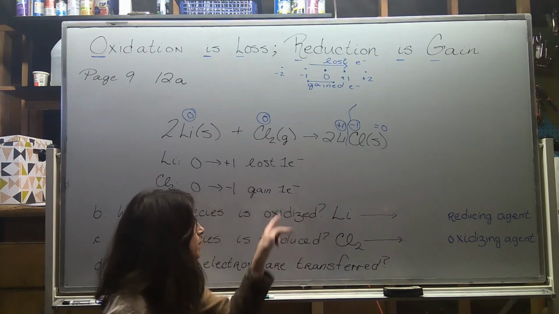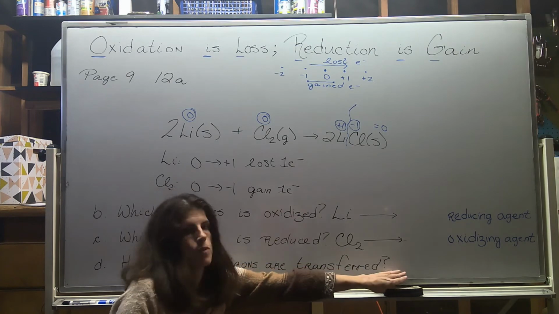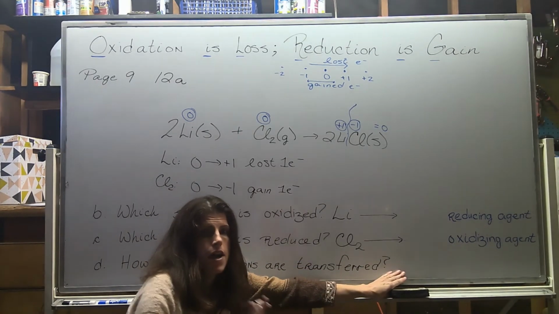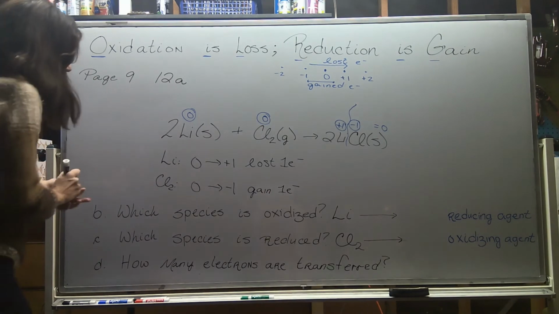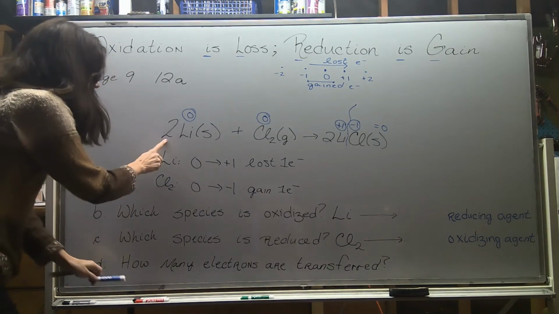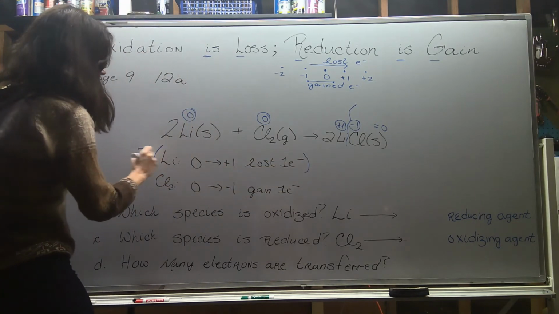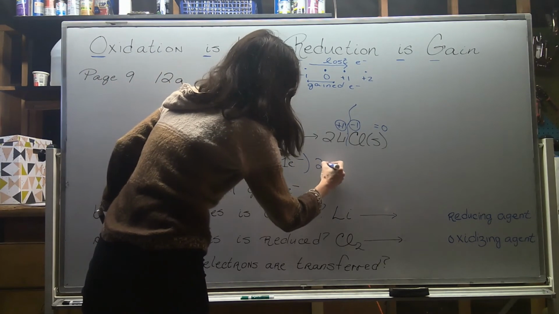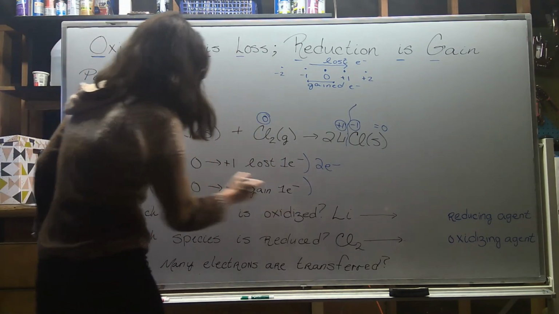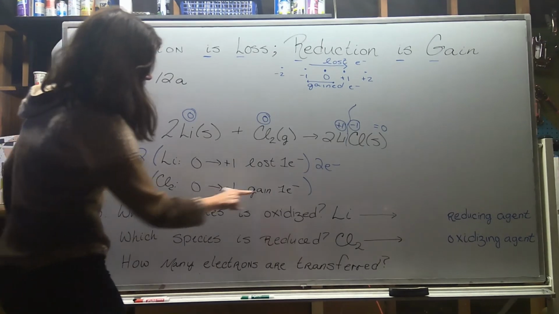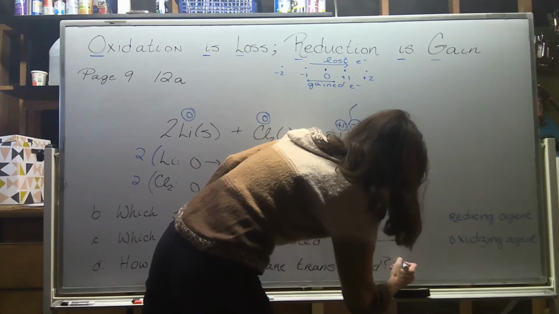So it might be really tempting. We have a loss of 1 electron and a gain of 1 electron. To put 1 electron down here, I encourage you to always check those coefficients. So what you're going to see here is that you have 2 lithiums. So you have to multiply this thing by 2. And then you have diatomic chlorine, so there's 2 chlorines. So 2 times 1 is 2. So the answer down here is actually 2.